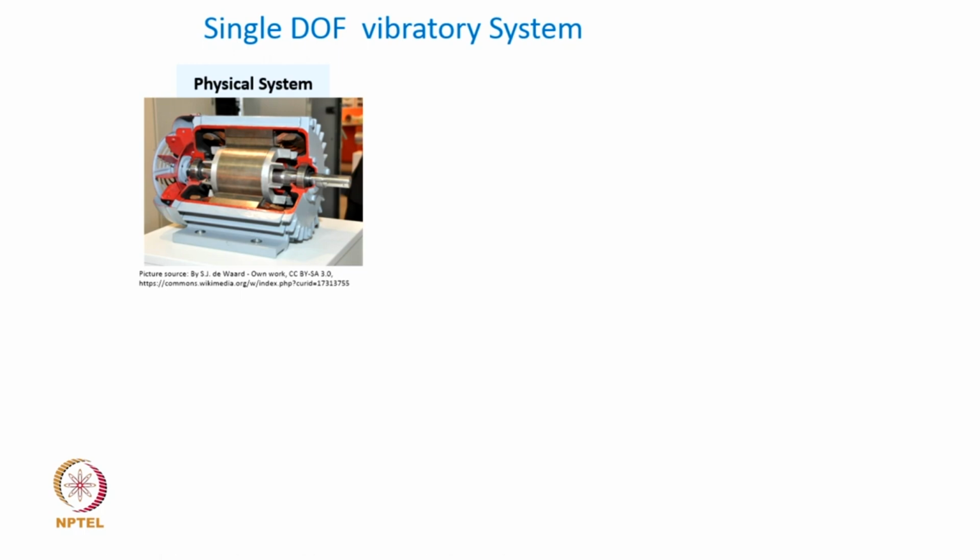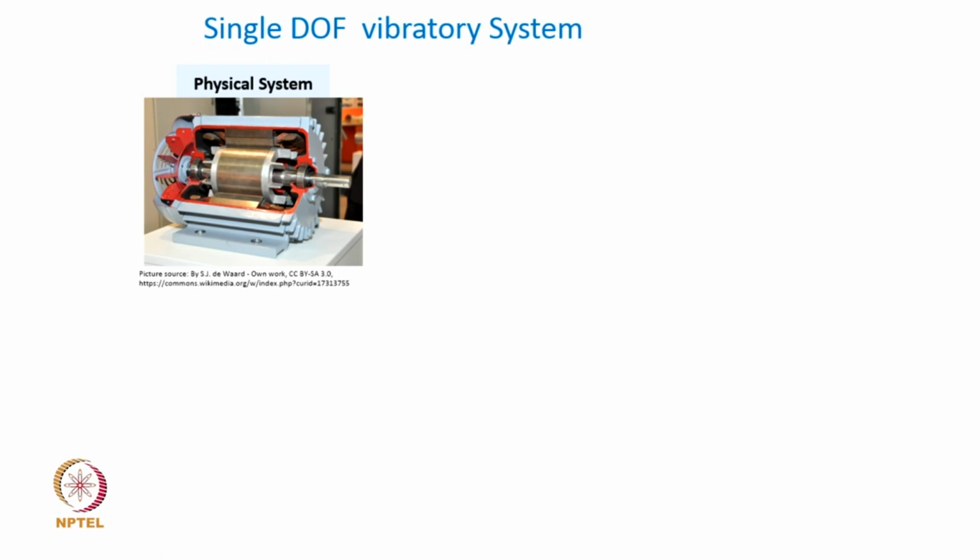As the vibration analysis process, we all know that for solving any vibratory system model, we first have to capture the physical system into its simplified vibratory model. So, one example that I am taking here is that of an electric motor.